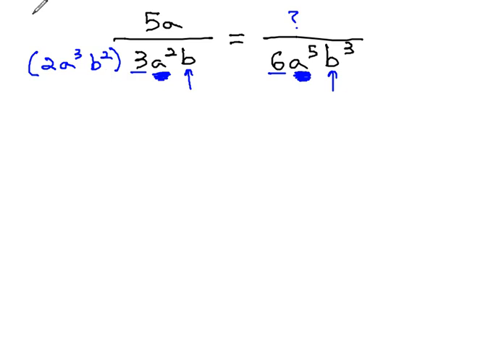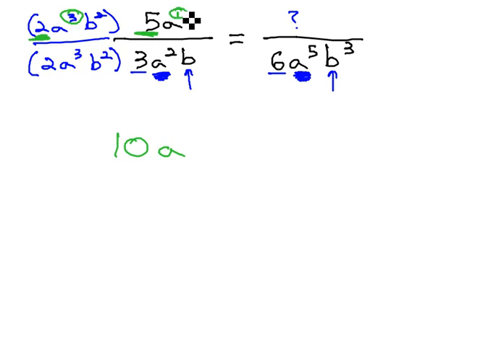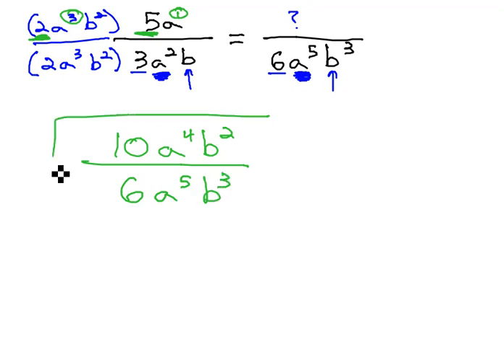Recall, with fractions, we want to make sure that we multiply by a 1, or the same thing on top and bottom, so that it stays equivalent. So we'll also multiply by 2a cubed b squared in the numerator. When we multiply these together, 2 times 5 gives us 10. Adding the exponents on a using the product rule, 3 plus 1 is 4. 10a to the 4th b squared, over the denominator we wanted, 6a to the 5th b cubed. We have now built up this denominator to make it exactly what we wanted.